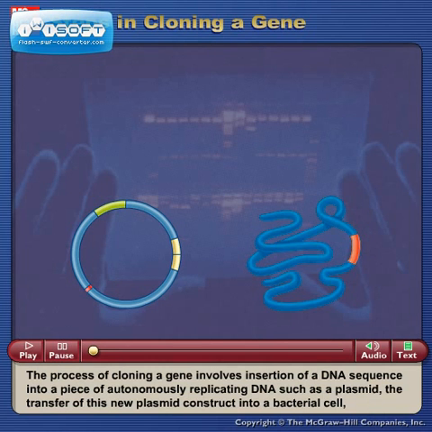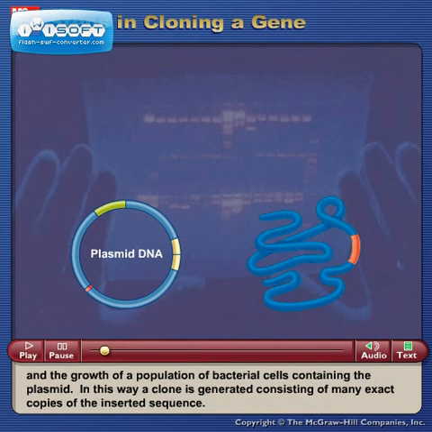The process of cloning a gene involves insertion of a DNA sequence into a piece of autonomously replicating DNA, such as a plasmid. The transfer of this new plasmid construct into a bacterial cell, and the growth of a population of bacterial cells containing the plasmid. In this way, a clone is generated consisting of many exact copies of the inserted sequence.